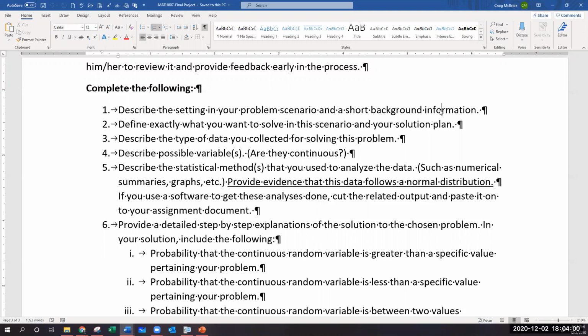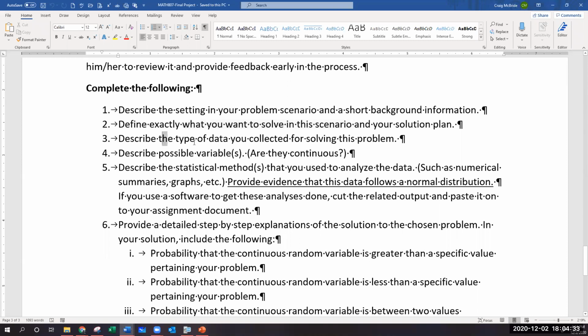And if you haven't gotten that far and you have no idea what your dissertation is going to be on, then just make it up. I don't care, right? It's whatever you want it to be. And what if it's a qualitative study? Well, if it's qualitative, it's qualitative. That's fine. You're just going to have to make up everything else as well, because for part 2, define exactly what you want to solve in the scenario and your solution plan. So that's where you talk about how you're going to gather your data and that kind of stuff.